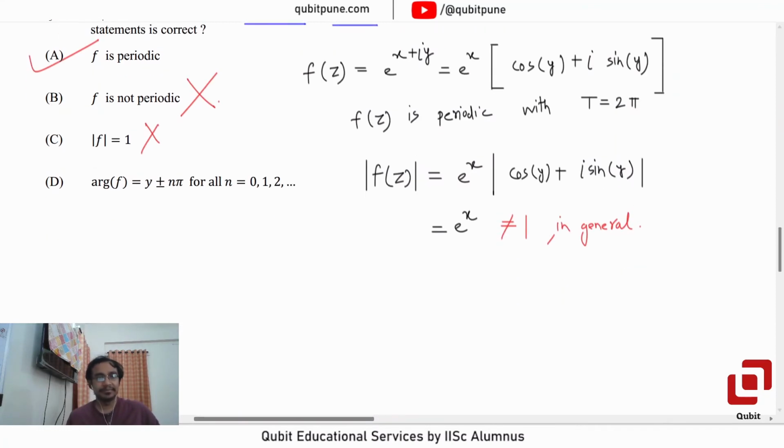What about D? Look, argument of f, if we want to find, it will not be y plus or minus n pi, it will be y plus 2n pi.